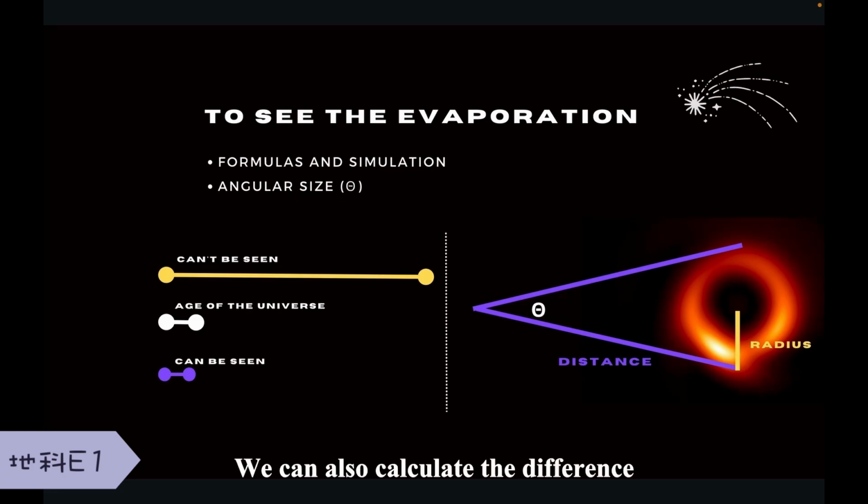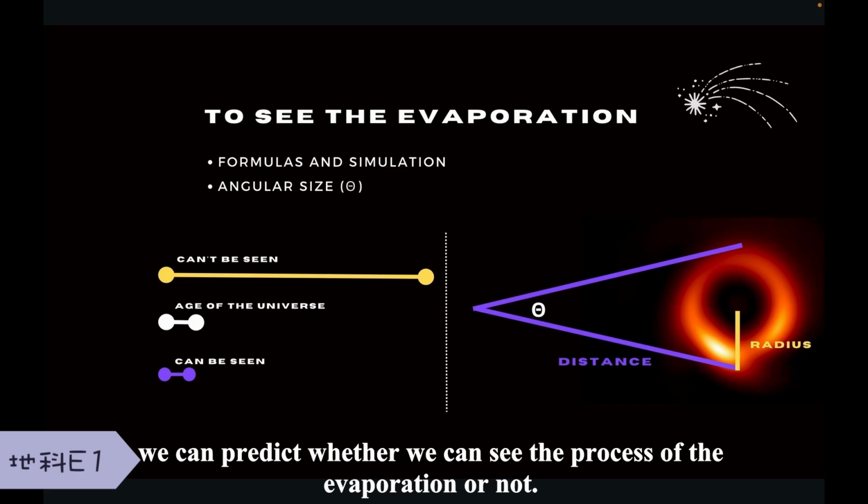We can also calculate the difference of angular size of a black hole with the distance and change of its radius. By doing so, we can predict whether we can see a process of the evaporation or not.